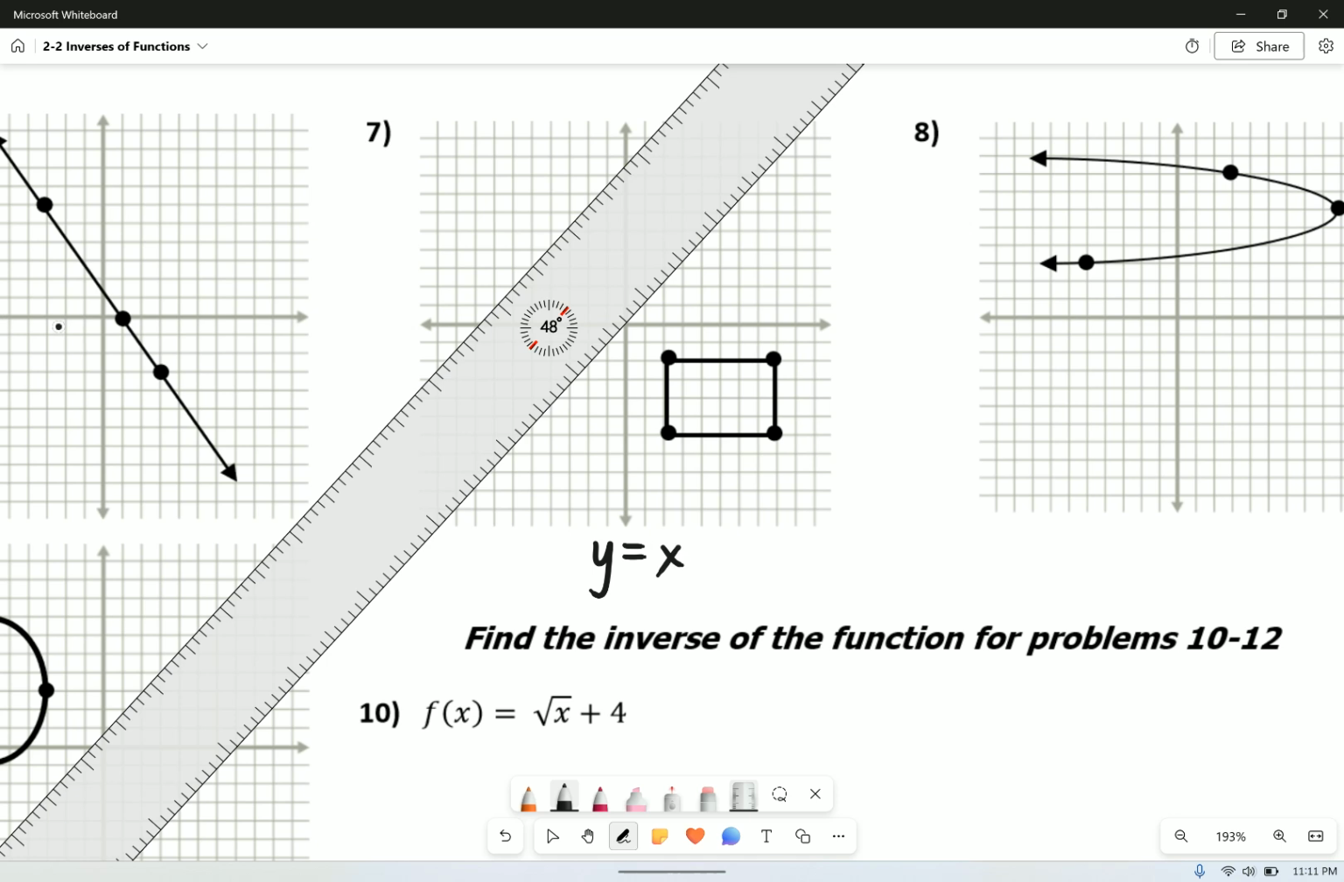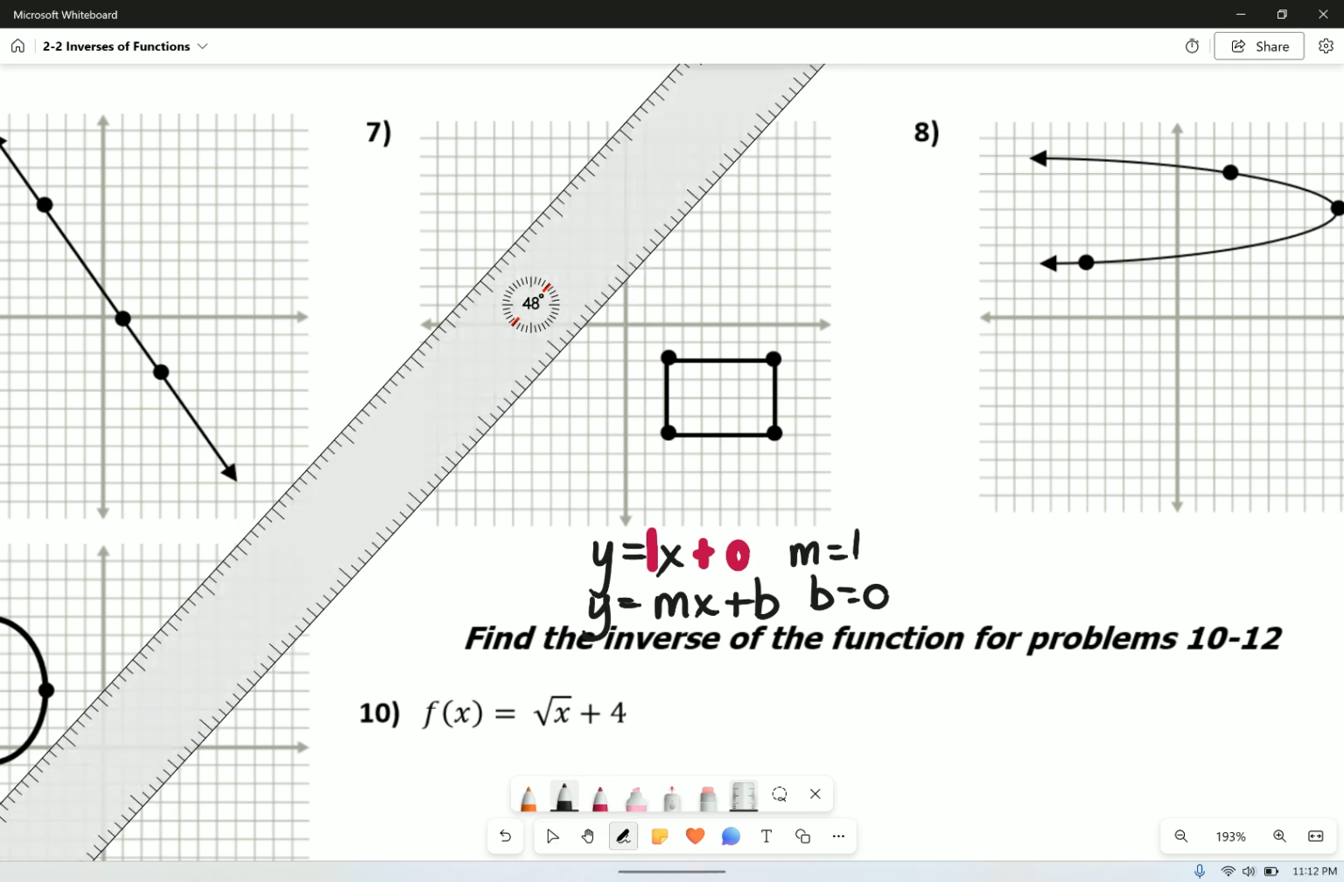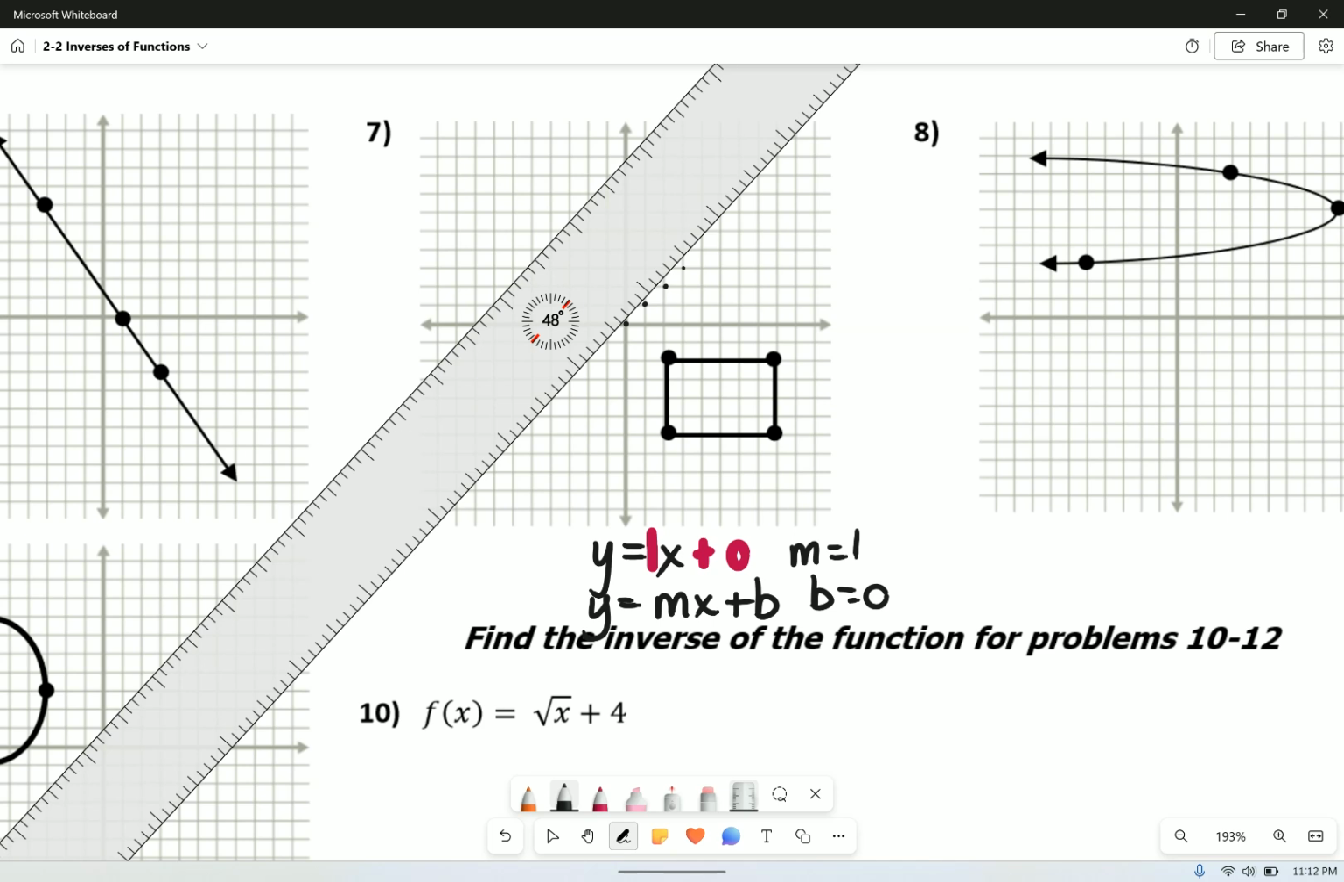Y equals x, in comparison to y equals mx plus b, means that your m is going to be an invisible 1 and your b is a 0, right? Here's your 1x plus 0. So y equals x has a y-intercept of 0, and then it goes up 1 over 1. So here's 0, up 1 over 1, up 1 over 1, up 1 over 1. So that's why I have this ruler right here.